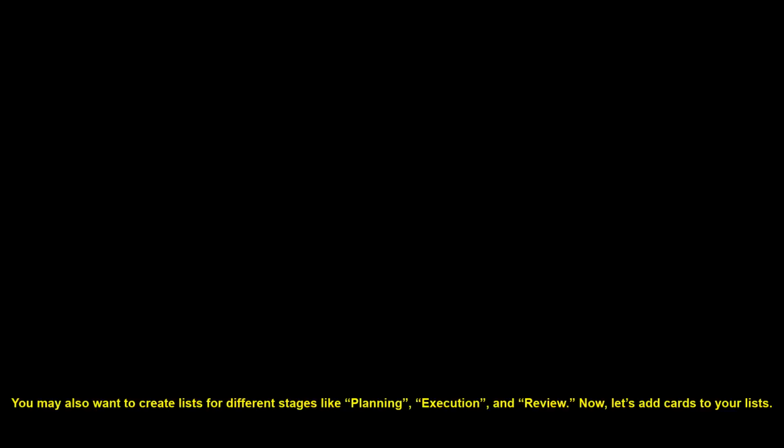Now, it's time to create your lists. Start with a list titled Backlog for all projects that are yet to commence. Next, create a list titled In Progress for ongoing projects. Then add a list called Completed for finished projects. You may also want to create lists for different stages like planning, execution, and review.